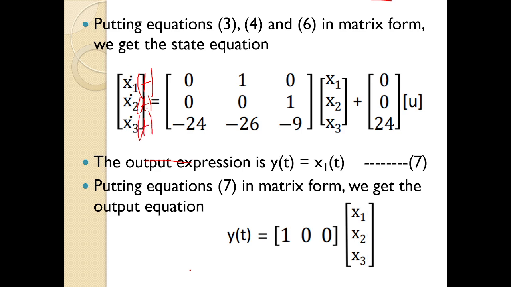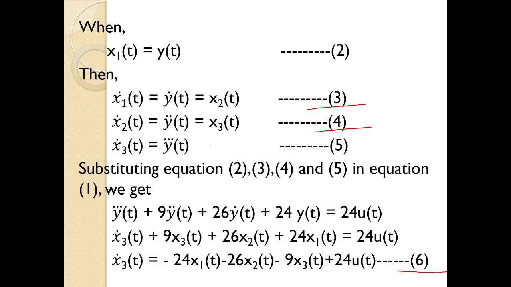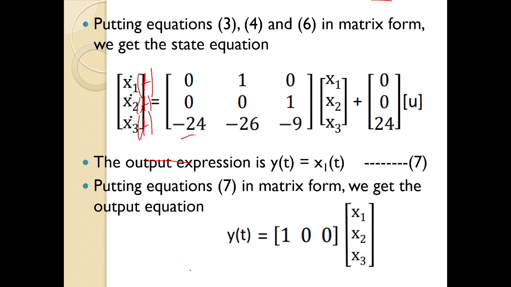So x1 dot of t, x2 dot of t, x3 dot of t is equal to what? x1 dot of t is equal to only x2 of t, whose coefficient is 1. So x1 coefficient is 0 and x3 coefficient is 0: 0, 1, 0. Next, x2 dot of t is equal to only x3 of t, so the x1 and x2 coefficients are 0: 0, 0, 1. What about x3 dot of t? It is equal to minus 24 x1 of t minus 26 x2 of t minus 9 x3 of t. So minus 24, minus 26, minus 9.